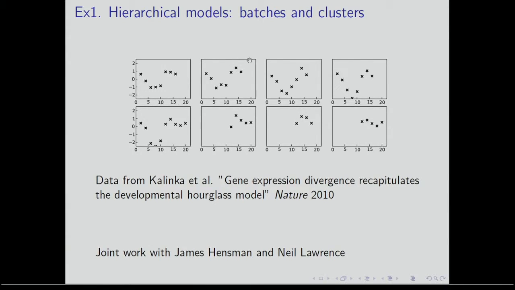Okay, so my first application is to modeling batch effects in time course data, and then how to do clustering while taking into account those batch effects. So this is data from this nice paper about gene expression in different Drosophila species, but we're just going to look at one of the species.